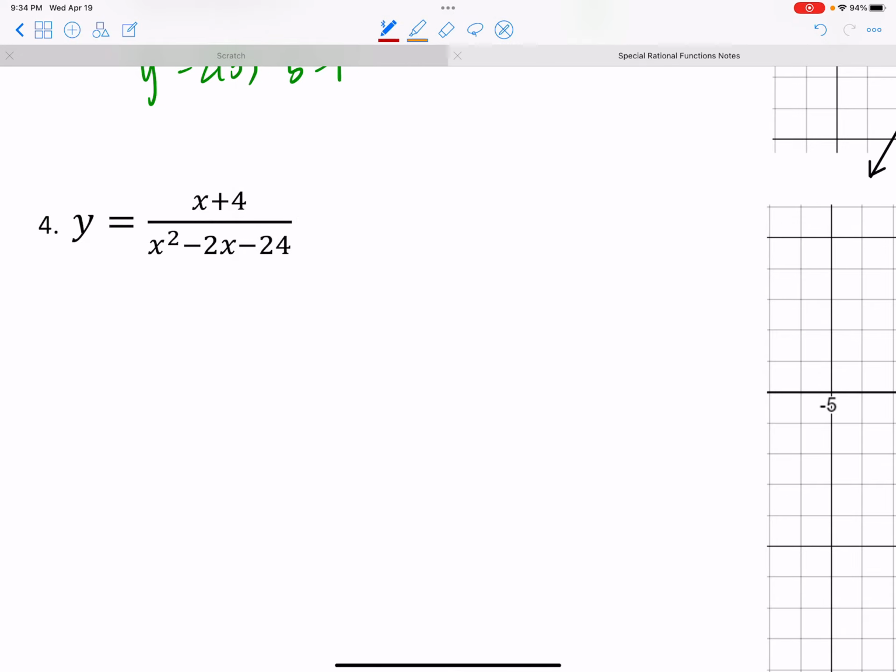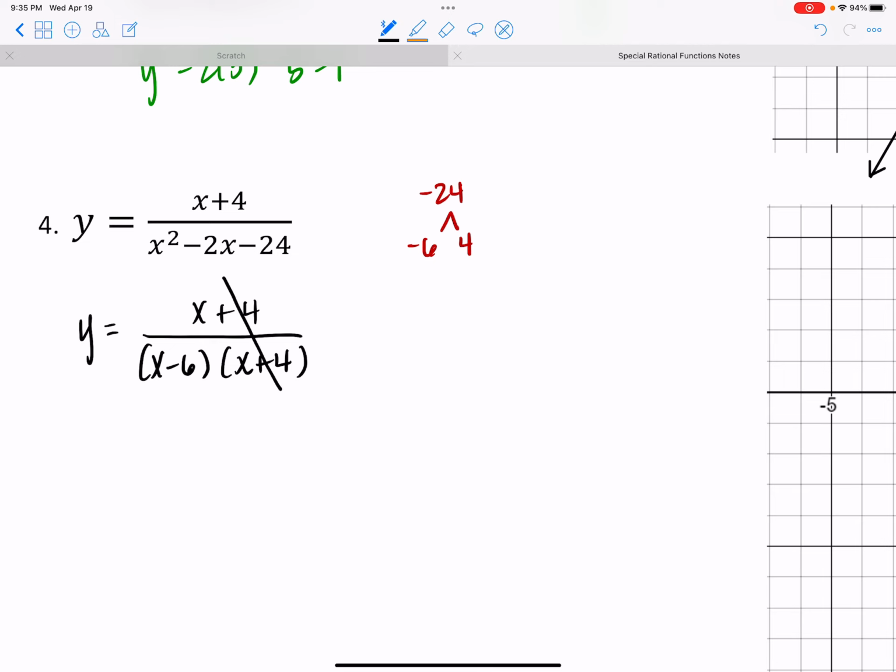Factors of negative 24 that make negative 2 are going to be negative 6 and 4. And so this function becomes y equals x plus 4 over x minus 6 and x plus 4. And so the x plus 4 cancels out. So all I need to graph now is this reduced function, this simplified one. So y equals 1 over x minus 6. That's what I have to graph.